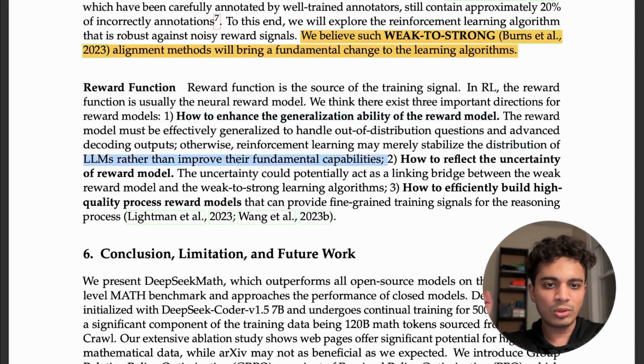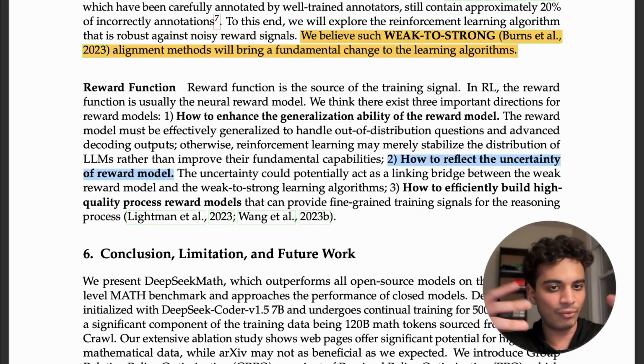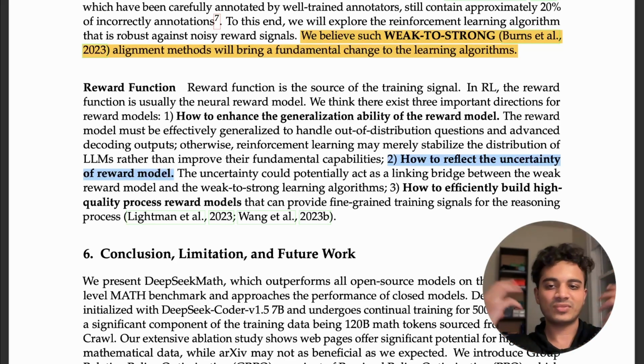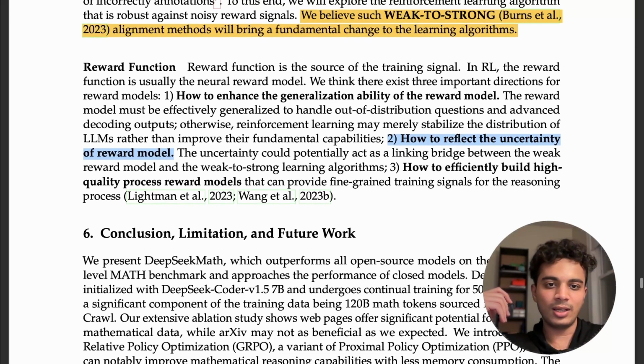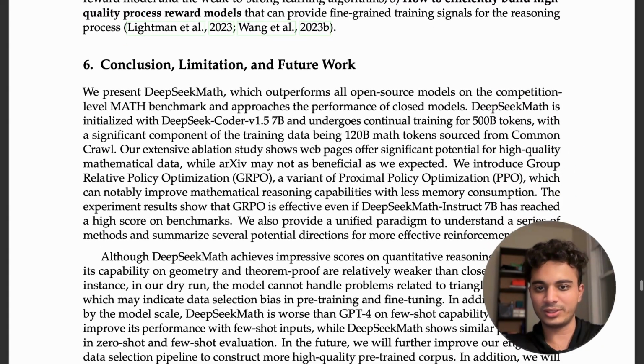And we think about how to reflect the uncertainty of the reward model. Yes, it's also true that whenever you do an action, you won't always get the same reward. You will get a higher reward, you will get a lower reward. It's important to understand those differences as well. And how to efficiently build high quality process reward models that can provide fine-grained training signals. This is important as well.